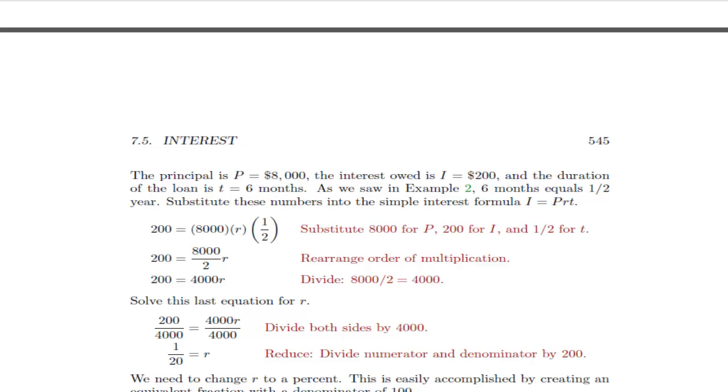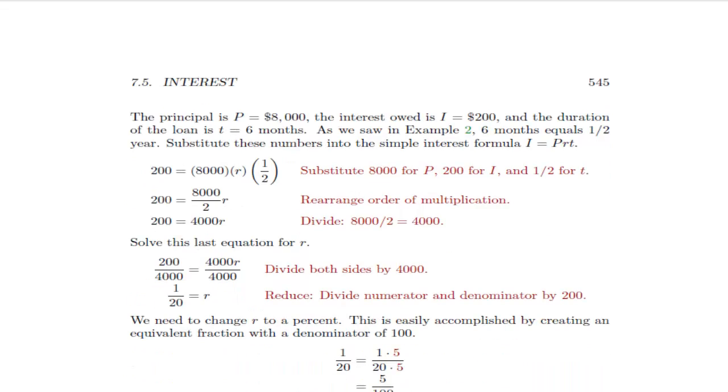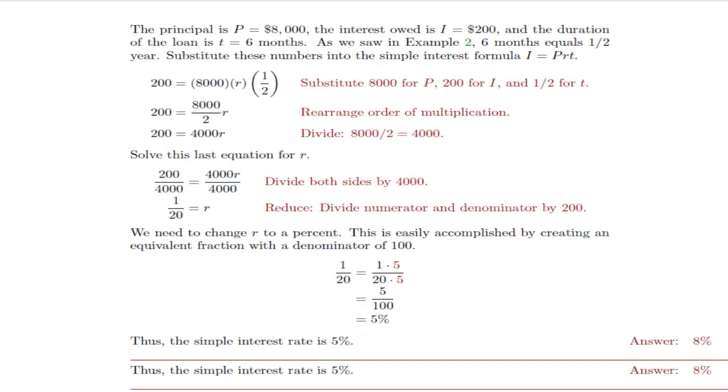So we get 200 equals 8,000 times R times 1/2. We can rearrange the multiplication to get 200 equals 8,000 over 2 times R. We'll divide 8,000 by 2 to get 4,000, or 200 equals 4,000 times r. Solve this last equation for r.